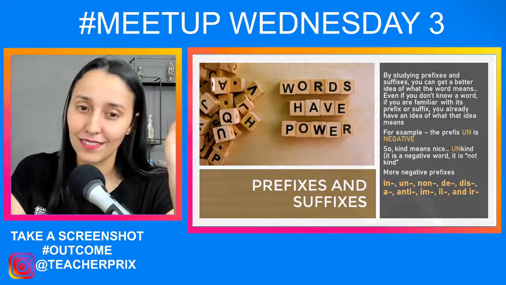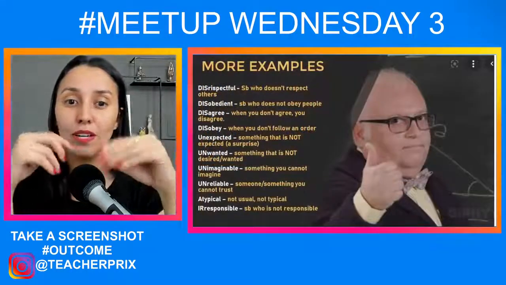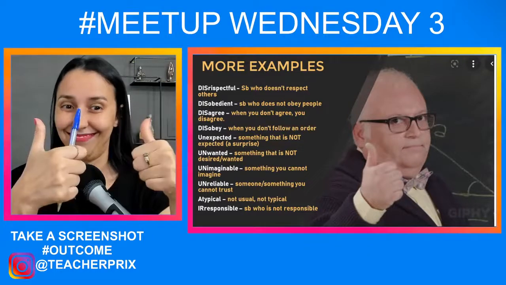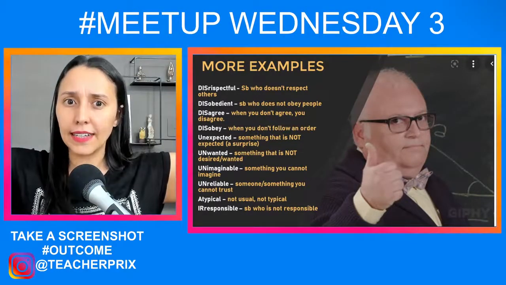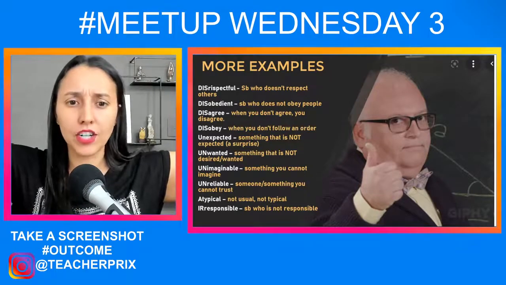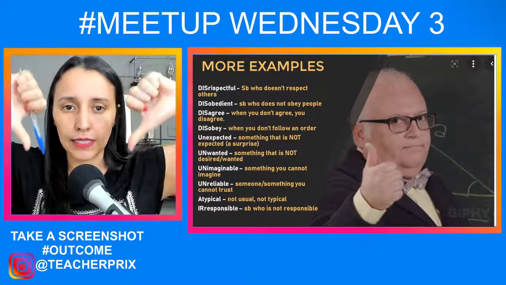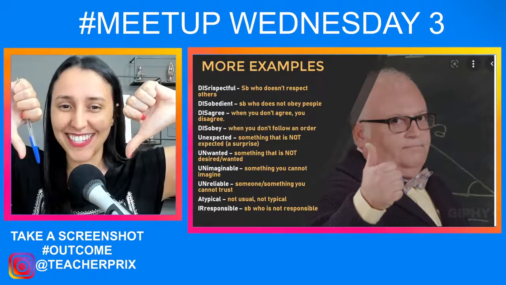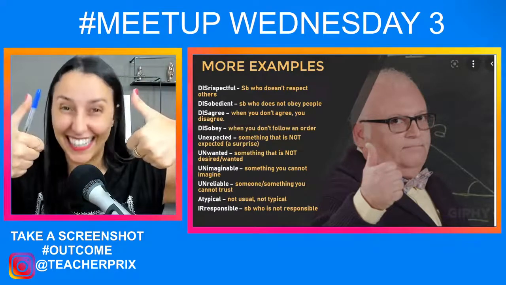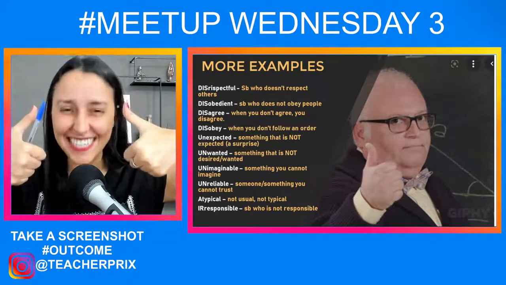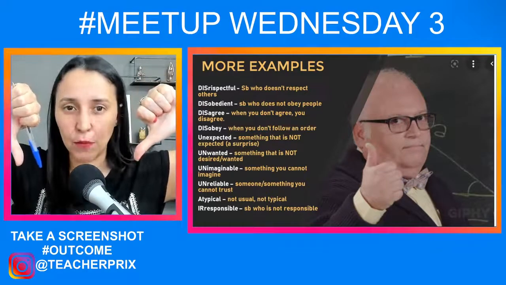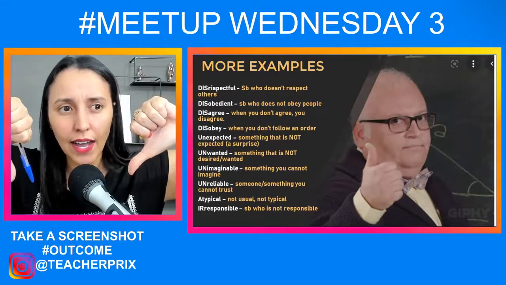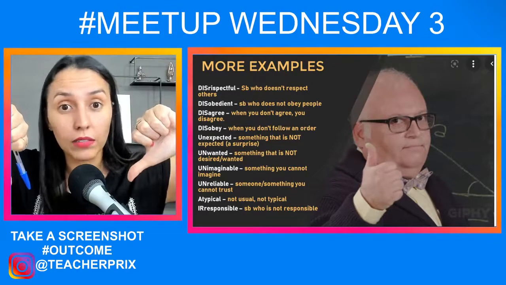Not very positive, okay? For example, respectful, disrespectful. Obedient. I follow the rules, teacher. Disobedient. I don't follow the rules, teacher. Agree. I have the same opinion, teacher. Disagree. I don't have the same opinion. I disagree. I like chocolate. I don't agree. I disagree. You don't like chocolate.